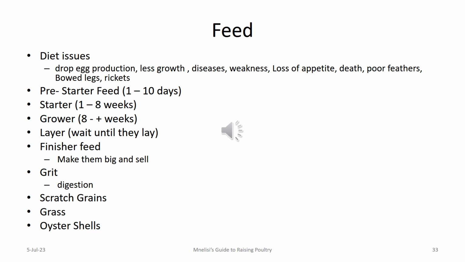The pre-starter feed. This is for small chicks from day 1 to day 10. Starter feed. This is for chicks from week 1 to week 8. Grower feed. This is for chickens from week 8 plus. Layer feed. This is for layers, but you need to wait until they lay first, then give them this feed. The finisher feed. This is for chickens that you will sell. This feed will make them big and the meat will be softer.